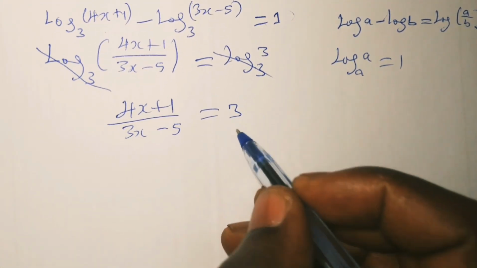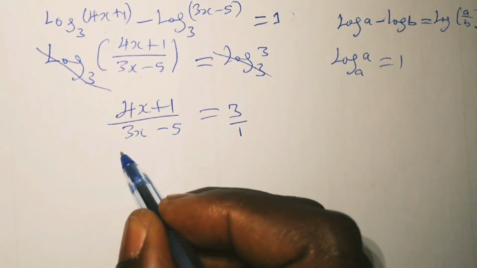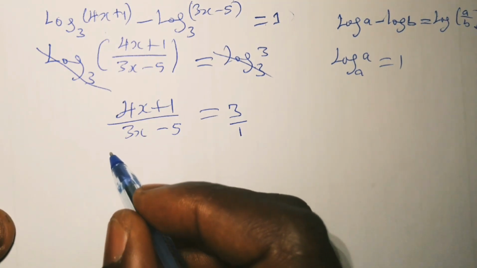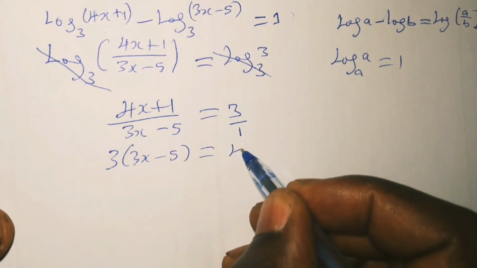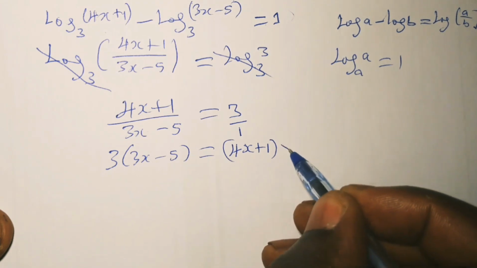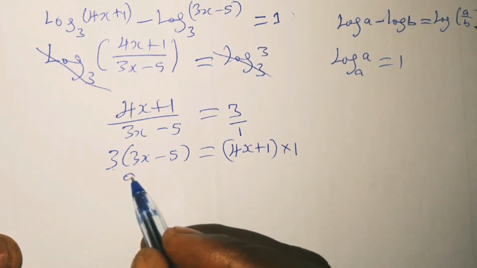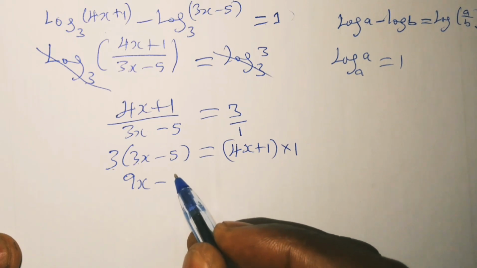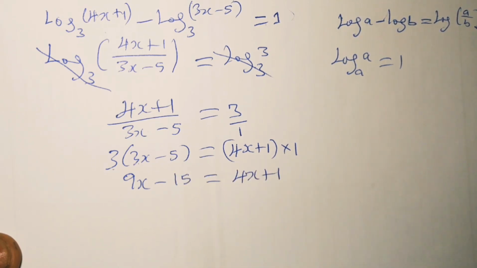So when we have this, we'll put the other side over 1 so that we can cross multiply. We cross multiply so that this will give us 3(3x - 5) equal to (4x + 1), all in bracket, multiplied by 1. So we expand this, and this will give us 9x - 15 equals 4x + 1.